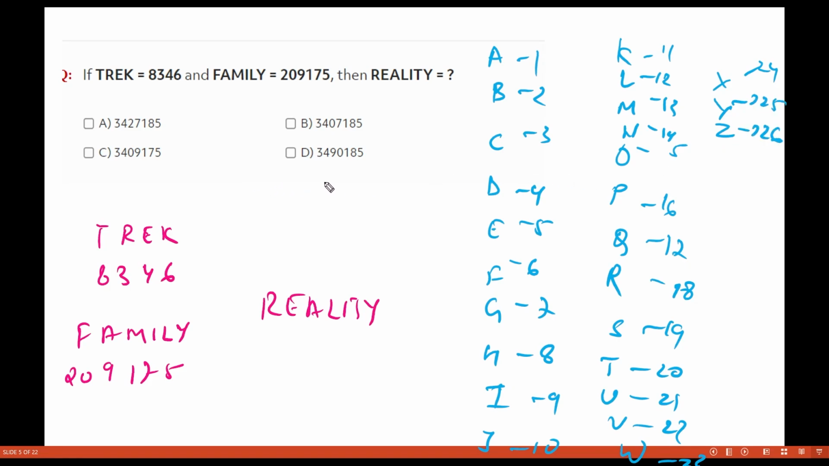26. Fine. Now T is, it is saying 8. What is T? T is usually 20. So the 20th position becomes 8. R is what? R is usually 18. The 18th position becomes 3. E is what? E is 5. So 5 becomes 4.